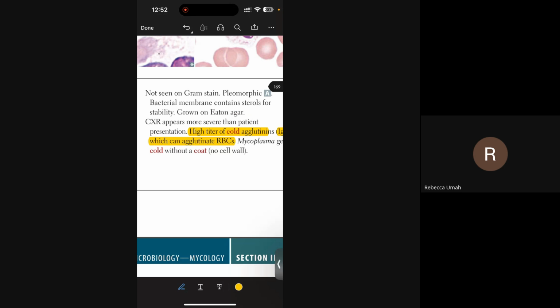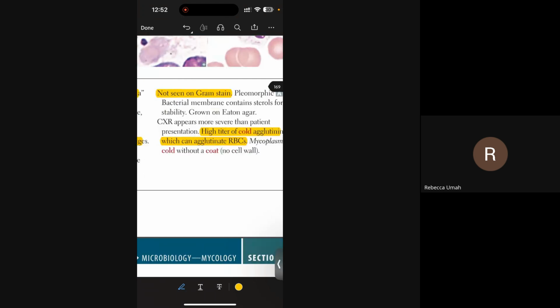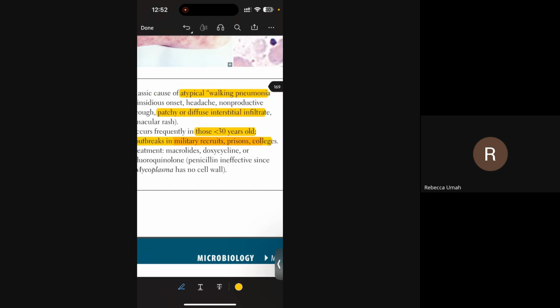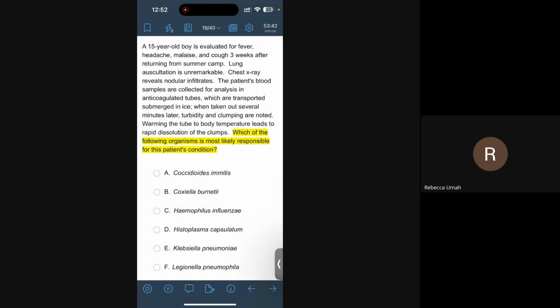Remember, it also does not stain on Gram stain because it does not have a cell wall. The chest X-ray appears more severe than the presentation. So what will be the answer here?